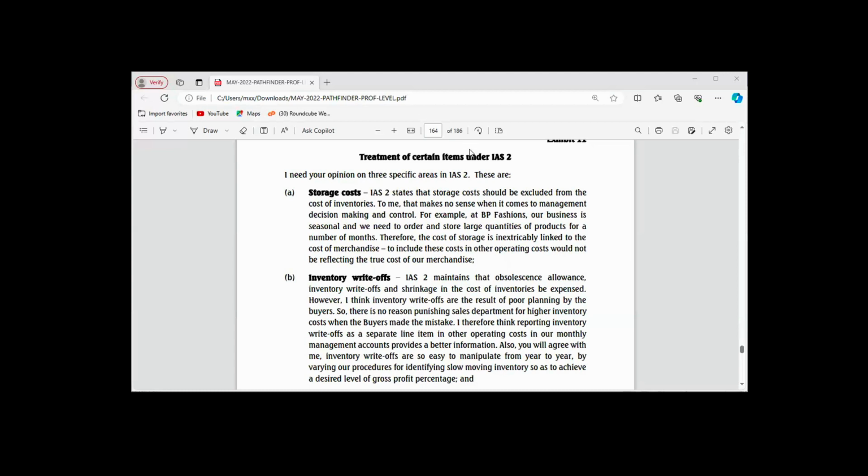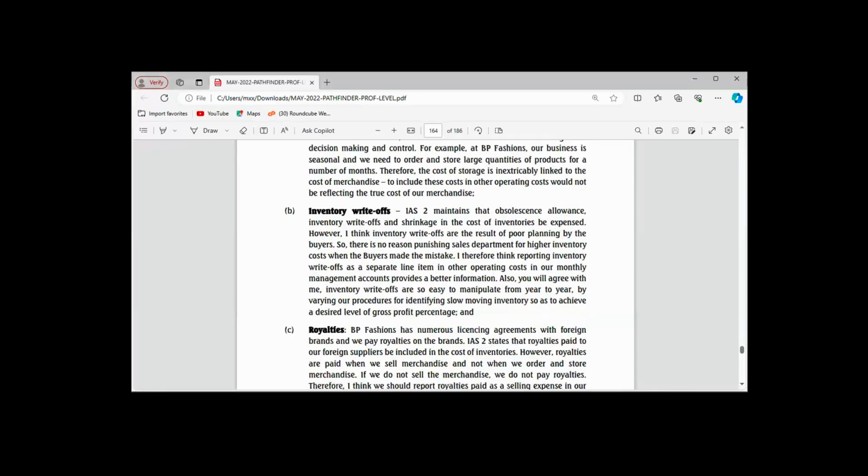Okay, let's move on. If you are good with that, can we move on to the next one? Inventory write-off. Someone should read for us, please.